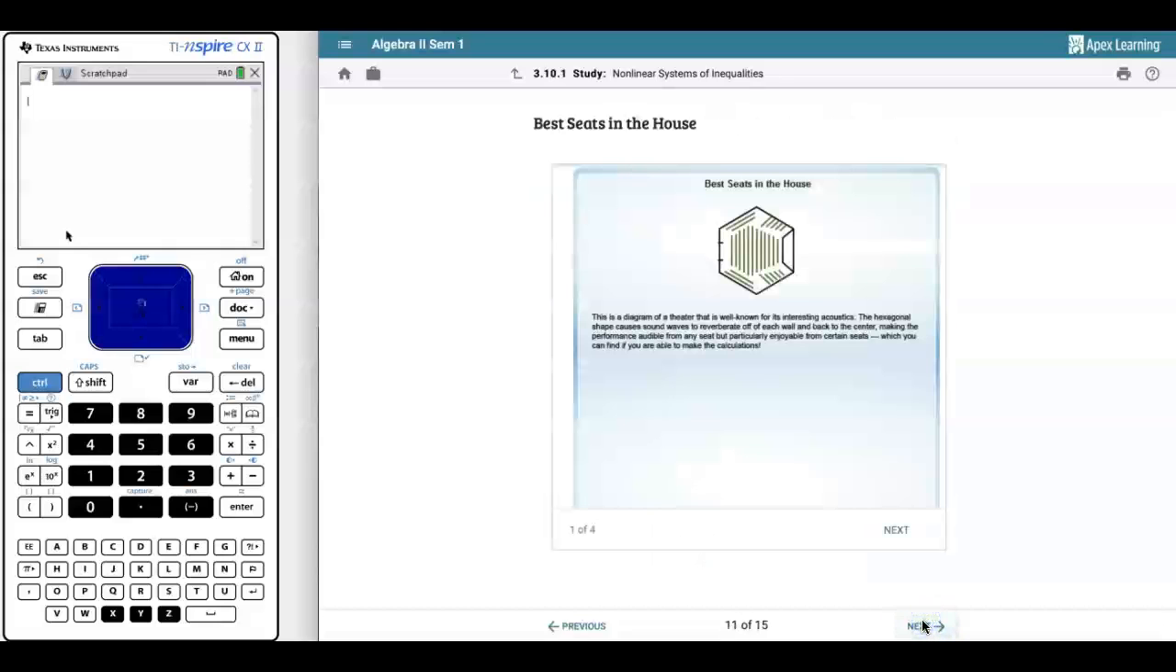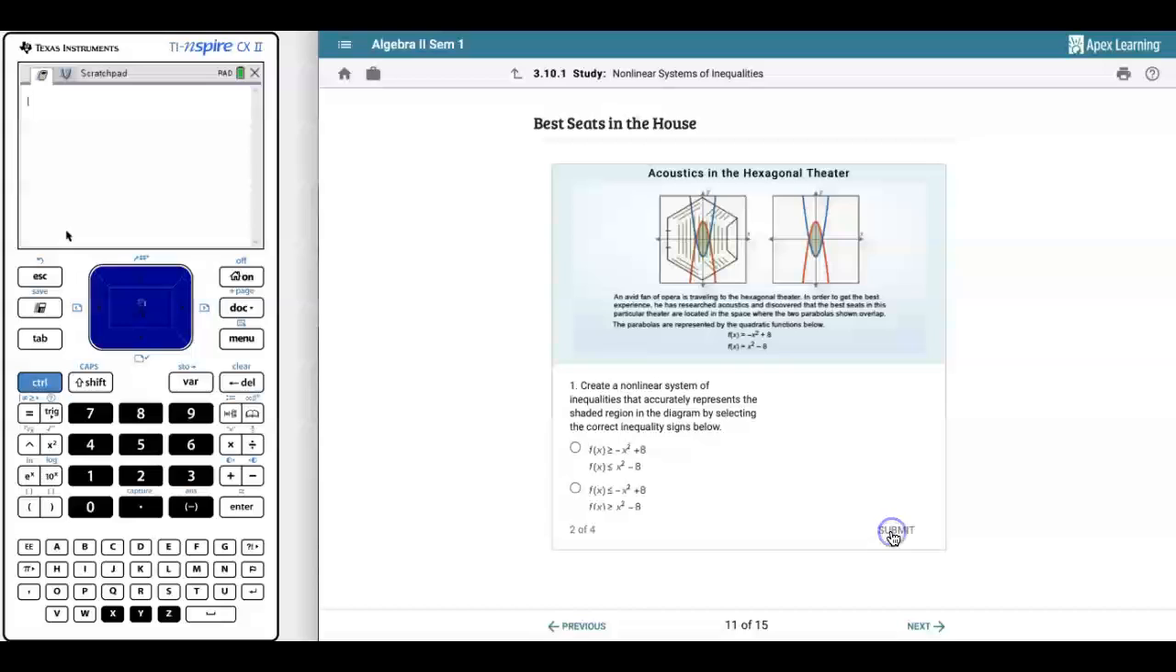Okay, so for this one here, it's showing you a diagram of a theater, known for its acoustics. So an avid fan ended up plotting this and found out, hey, I'm looking for the best acoustics here. And it's got 2 expressions that he used to make these. f of x is equal to negative x squared plus 8, and f of x is equal to x squared minus 8.